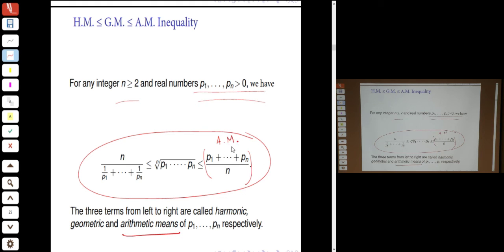or AM. This is another mean, called the geometric mean, or GM. And this is the third kind of mean, which is called the harmonic mean, or HM. And the inequality states that for any n bigger than or equal to 2 and positive real numbers p1, p2, ..., pn, the HM is less than or equal to the GM, which is less than or equal to the AM. Okay?